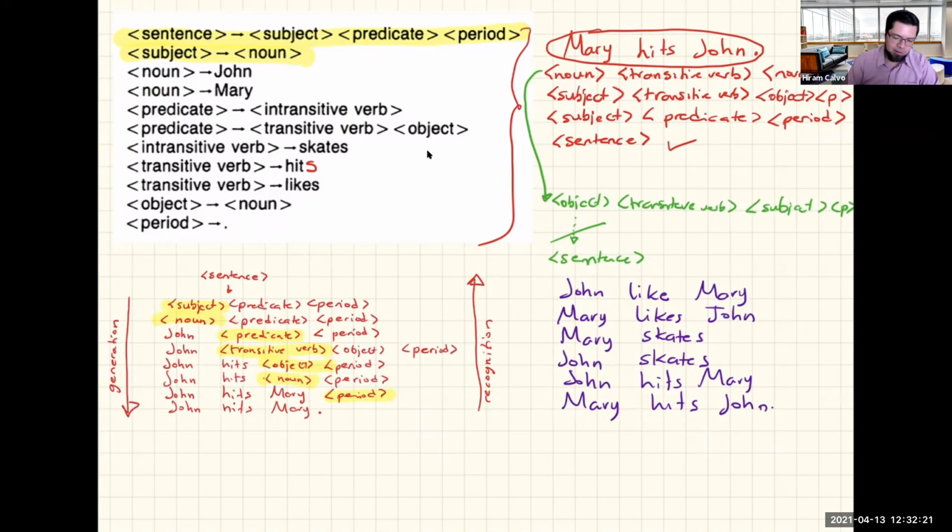However, there are also other sentences that can be generated that were not included in this story. For example, what if John likes John? He likes himself. Or maybe he likes another John. We don't know.